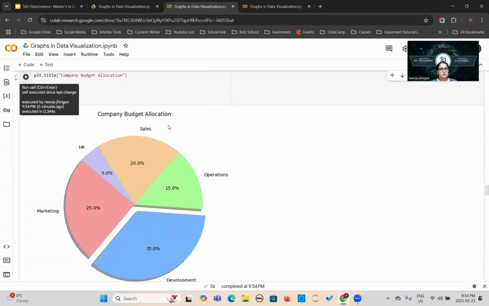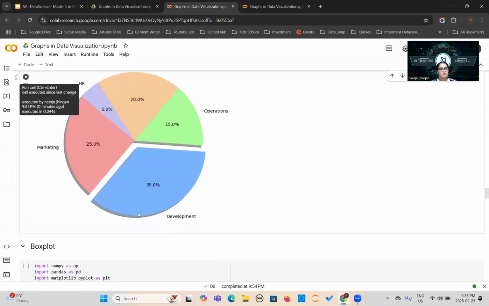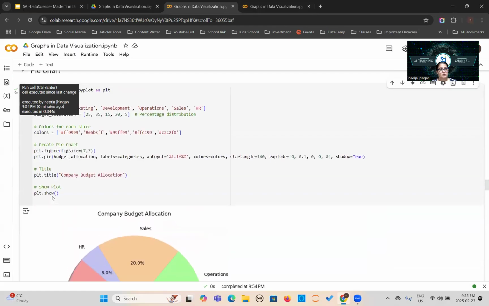Okay, so this is showing the company budget allocation on the different departments: marketing, HR, sales, operations, development, right? So they want to highlight the biggest budget allocated, that is on the development. So that's why this slice is cut from the other one. And it is showing a very good picture.